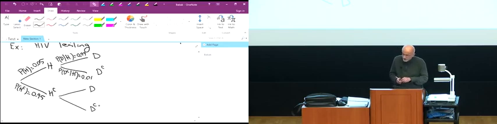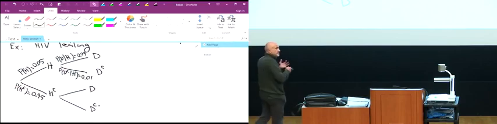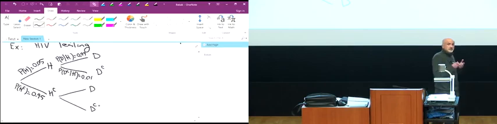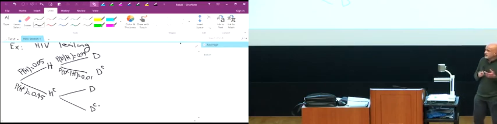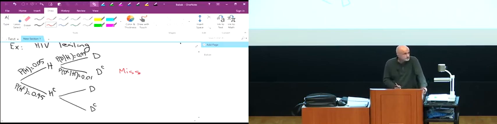So how many points do I have in my sample space? 4. I have 4 possible outcomes. Infected and declared as infected. Infected, not declared as infected. Not infected, declared as infected. And not infected and declared as not infected. I have 4 possible outcomes in my experiment. This thing here is called a miss. Which one's a false alarm? Which entry among these 4? Third one from the top. This is a false alarm.